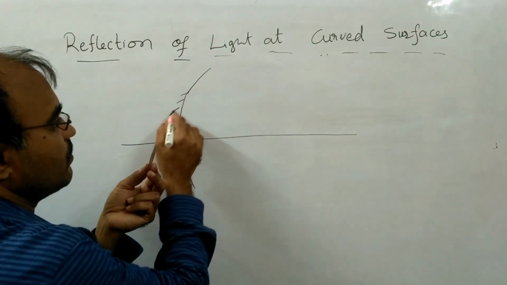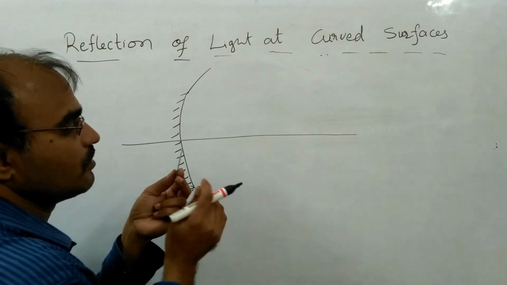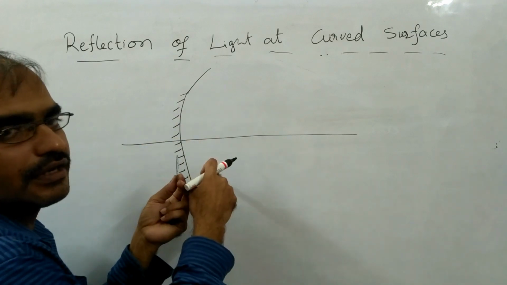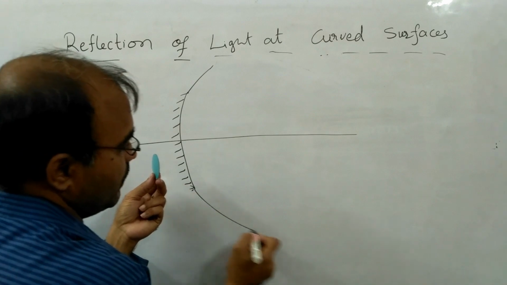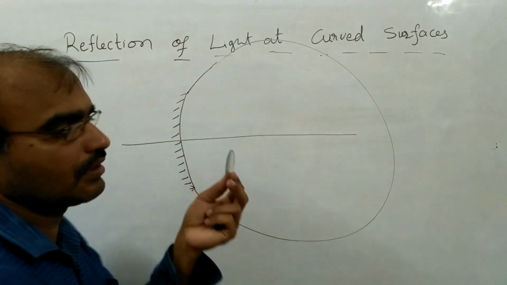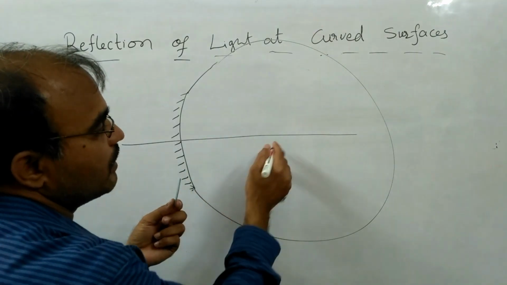First of all, you have to draw the coating. You should not forget that first of all, you draw the coating, to indicate the coated side and the reflecting side. Now, if you extend the mirror in all directions, you will get a sphere. Here it looks like a circle, but you will really get a hollow sphere actually.